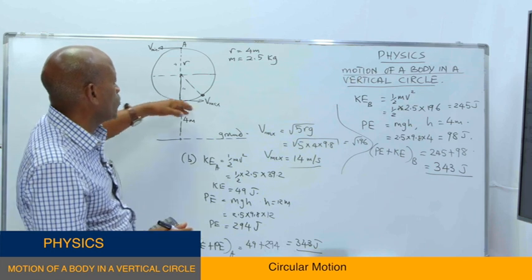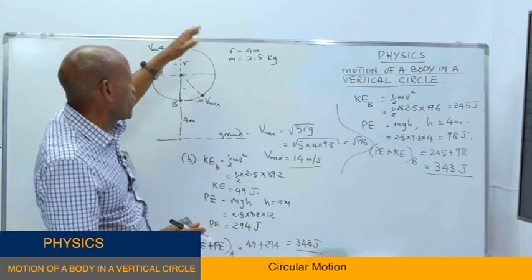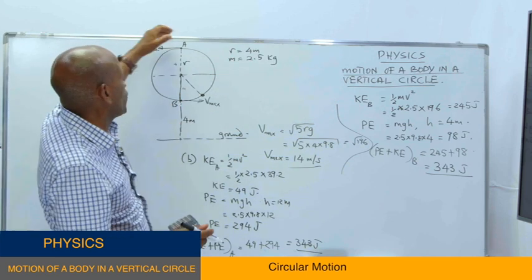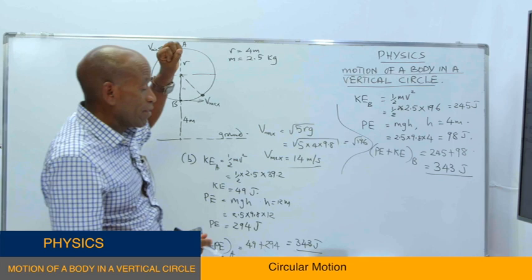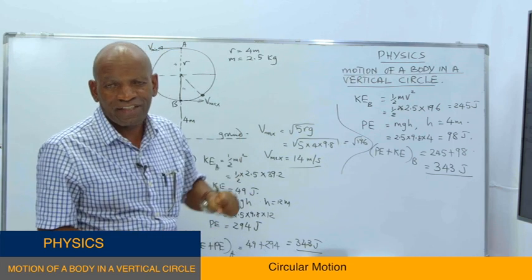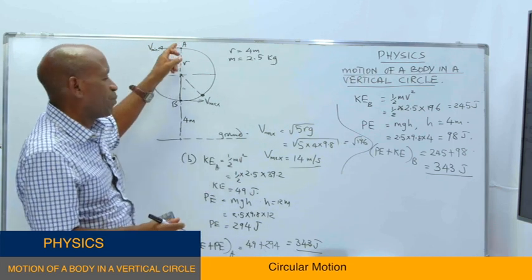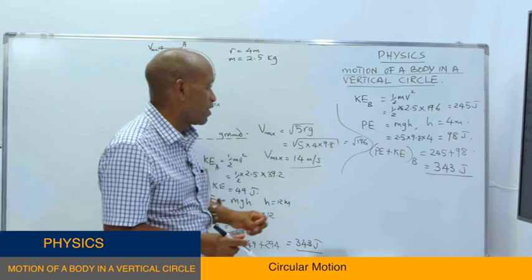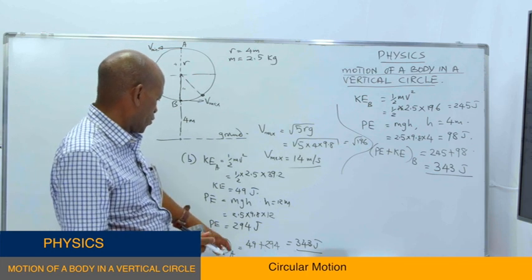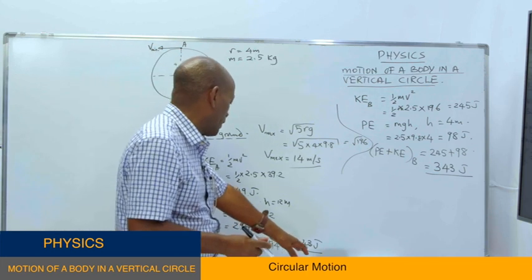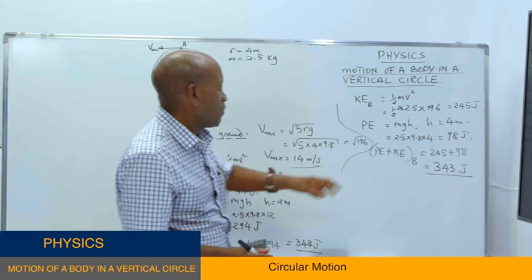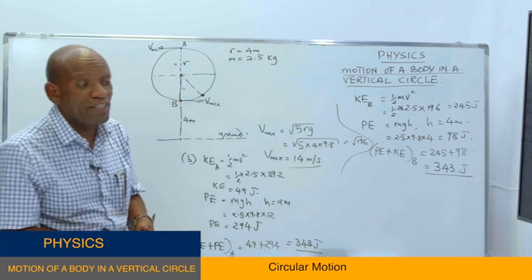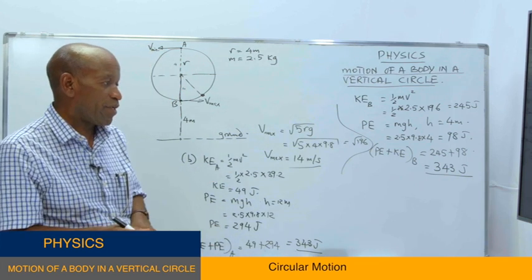It means that whenever a body is moving up, it loses kinetic energy but gains potential energy. But whenever it's moving downward, it loses potential energy but gains kinetic energy. And the total energy at the top will eventually be equal to the total energy at the bottom. This is what we have already seen in this particular case. The total energy at the top at point A is 343 joules. Also, the total energy at the bottom, at point B, is equal to 343 joules. We have already answered part B.